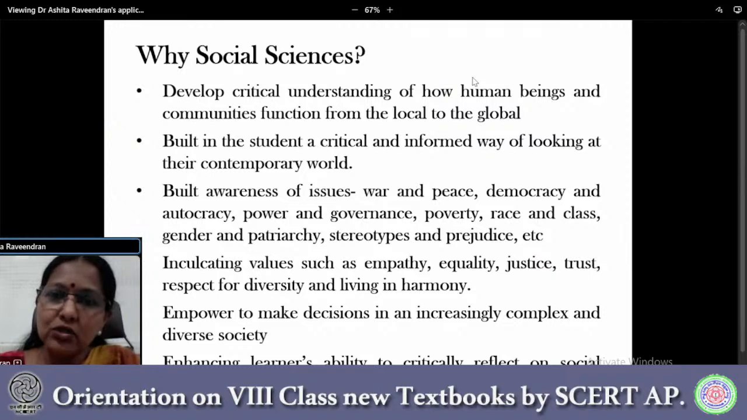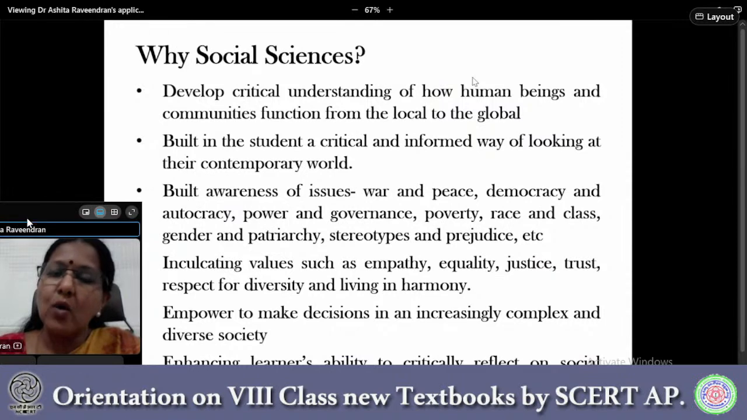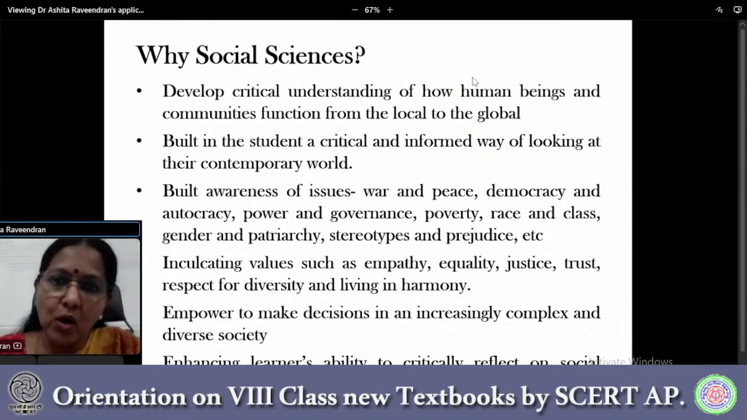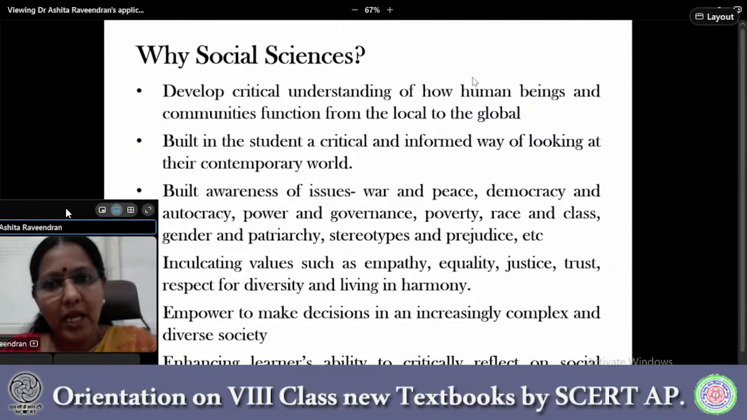All these need to be informed to the child. Then only they will be able to overcome or understand the situation when there is stereotyping or prejudice, or when there is war going on, how peace has to be inculcated, the importance of peace, how democracy becomes very important, what the problems related to autocracy are, and how governance can be carried out. All this information can be imparted only through the social sciences.